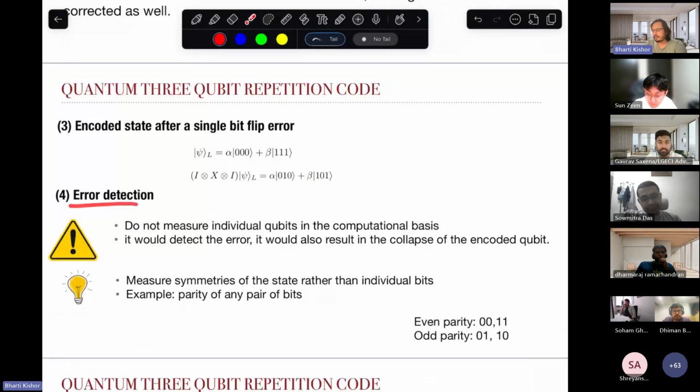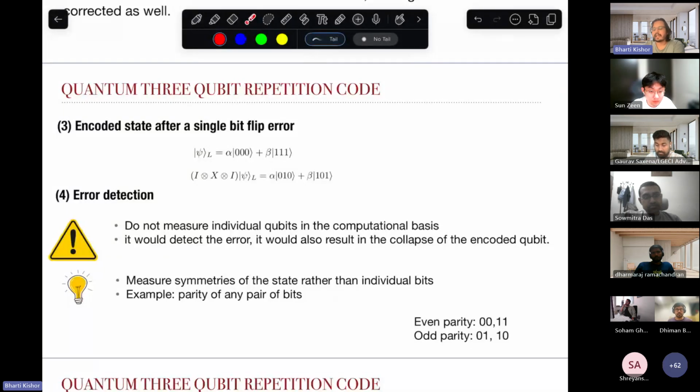Now error detection is also a bit different. In the classical case, we were saying that you just look at the bits, which is basically a measurement. But in the quantum case, you should not measure individual bits in the computational basis, because you can do that and it would detect the error, but it would also result in the collapse of the encoded qubit. So when you make that measurement, you figure out that some error has occurred, but that will also collapse the information, and we don't want to do that.